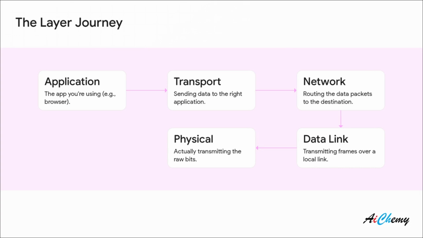It starts at the top, the application layer. That's your web browser. Then the transport layer makes sure it gets to the right app on the other end. The network layer's job is to figure out the best path across the entire internet. Then the data link layer gets it across the local connection, like from your laptop to your router. And finally, at the bottom, the physical layer turns it all into electricity or light to send it on its way.